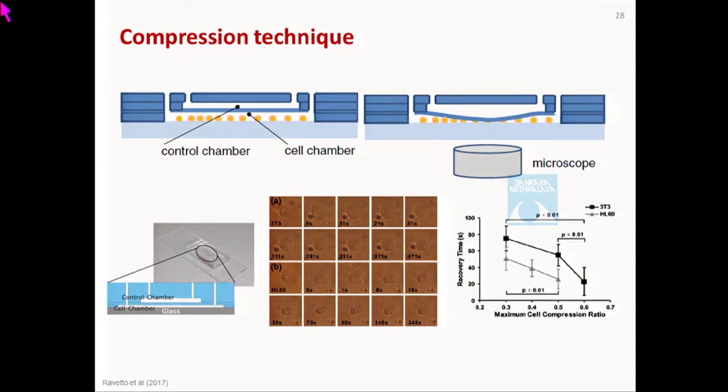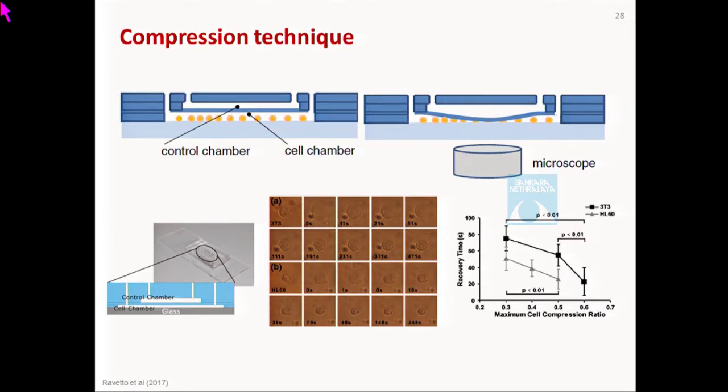So if this is the initial diameter divided by the time instant diameter, if this is small, that means the cell has been compressed to a great extent. So the recovery time will be much higher. And if the cell is not stressed to that extent, the recovery time will be less. So by measuring recovery time, you can actually get an indication of the stiffness and deformability of the cells. If a cell is very stiff, the recovery time will be small.